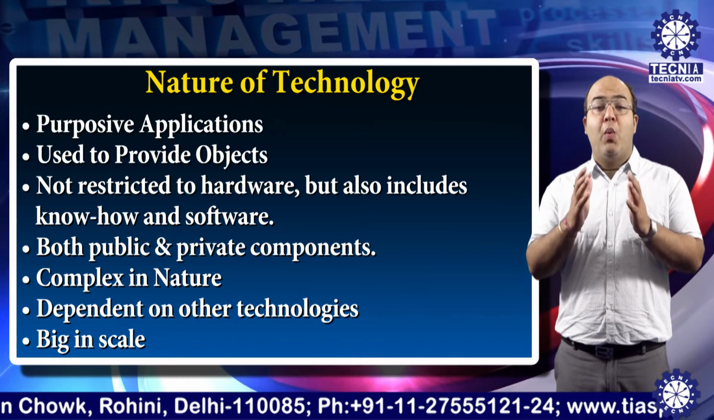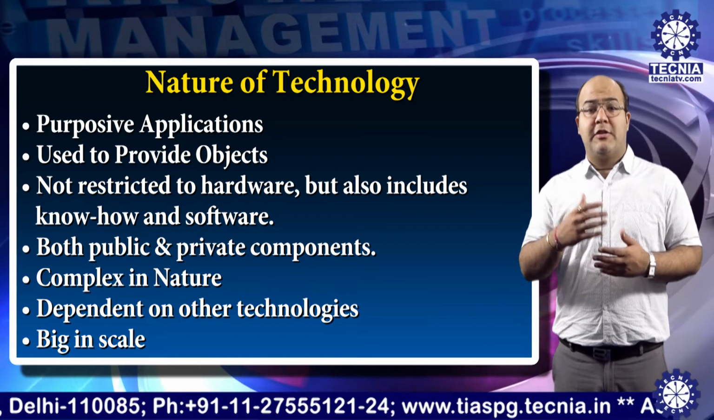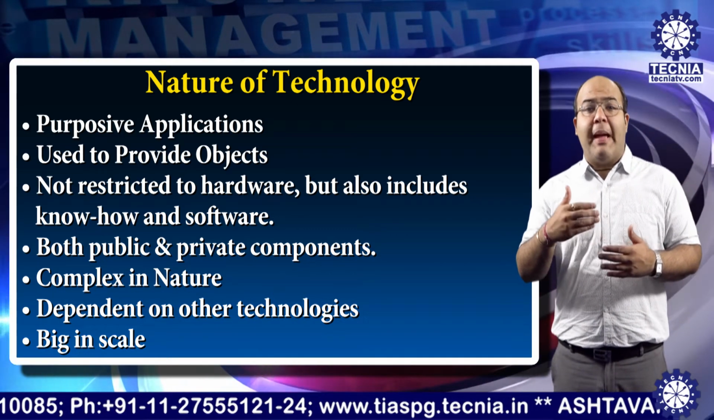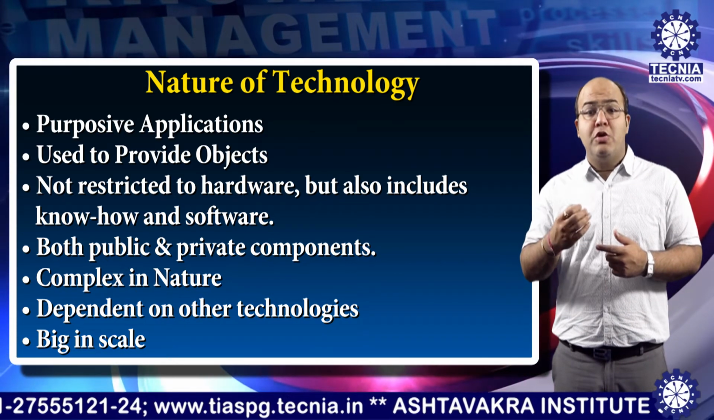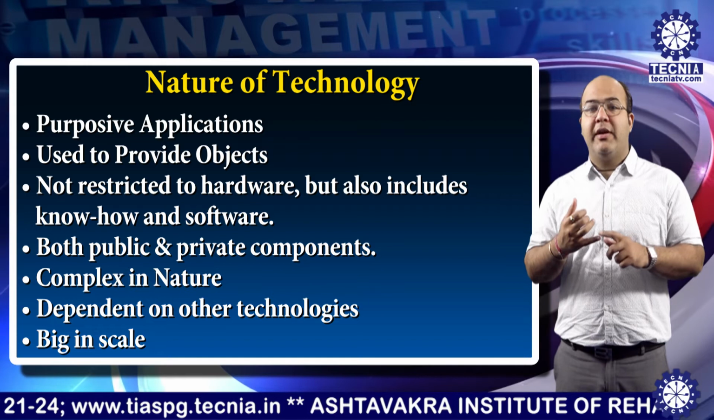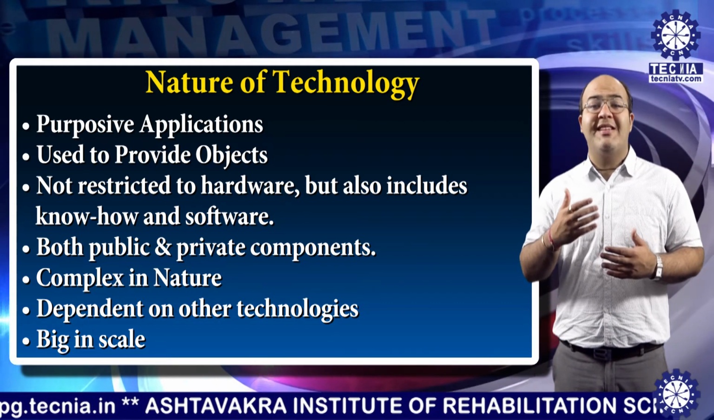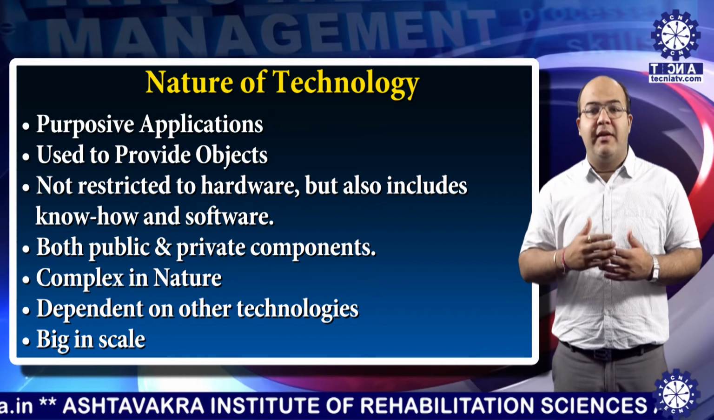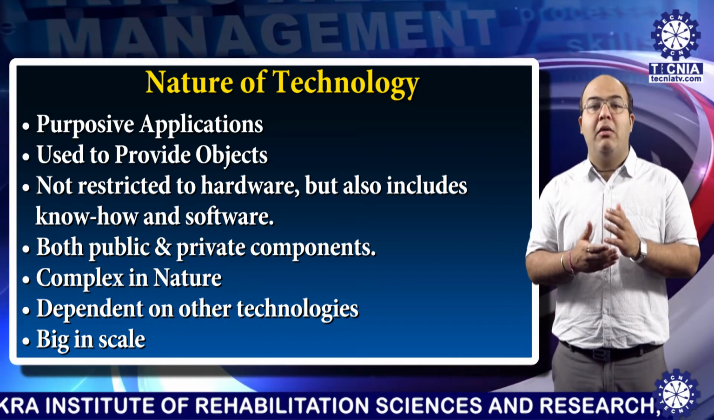Now we will discuss the nature of technology. We will discuss one by one. First, it involves purposive applications of various fields of science and scientific knowledge. It is used to provide objects like products, machinery, tools, services, etc. necessary for human sustenance and comfort. It is not restricted to hardware but also includes know-how and software.